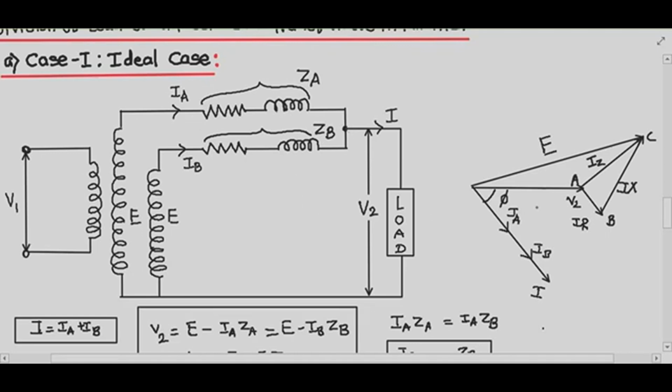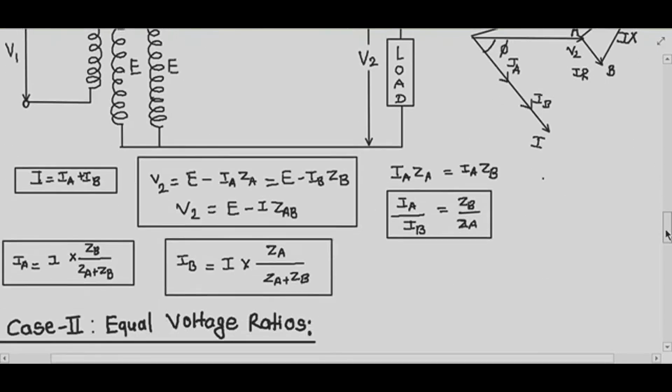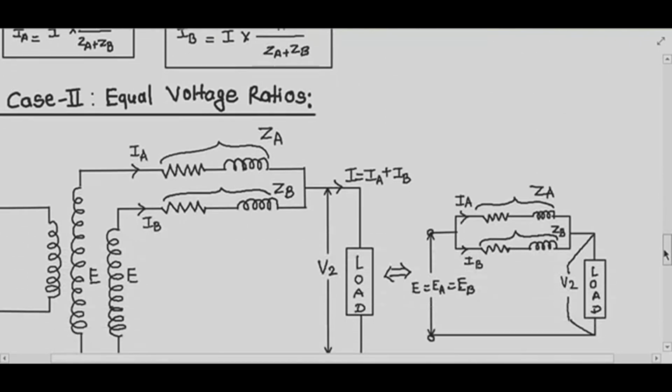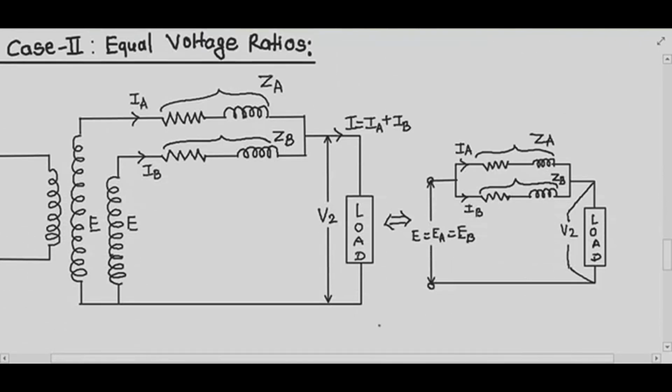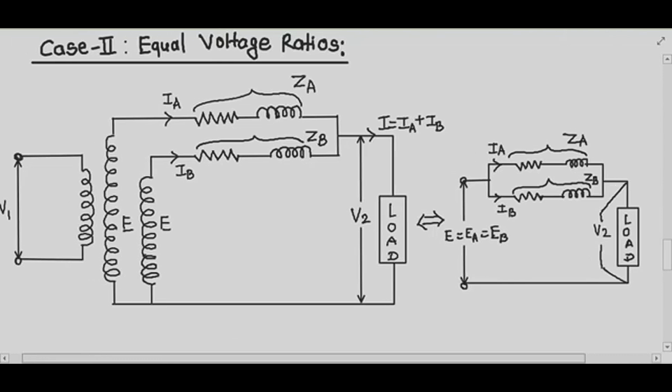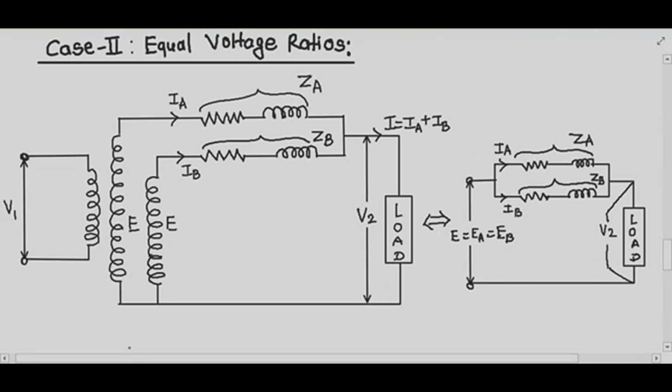Okay, so now let us see case 2. What is case 2? Case 2 is the equal voltage ratio. Let us assume now that the no load voltages of both the secondaries are the same, meaning EA equals EB equals E. I will write here EA equals EB equals E. This is the condition when we are talking about equal voltage ratios.